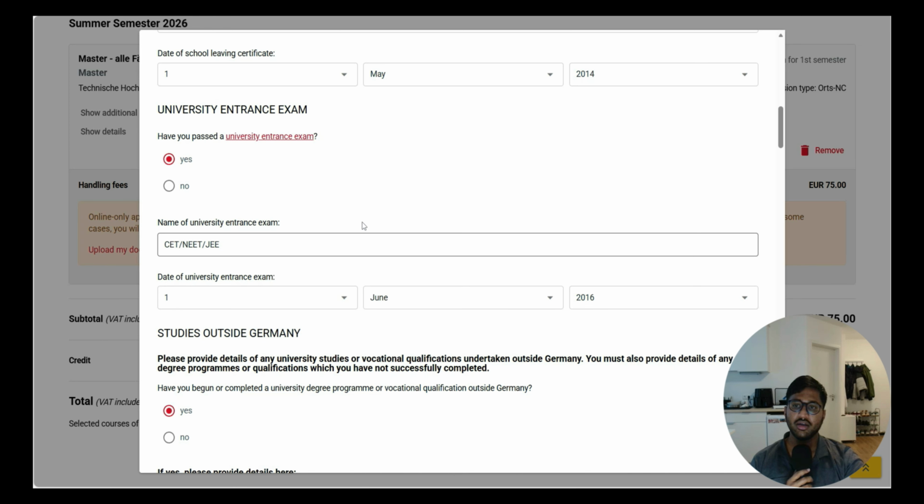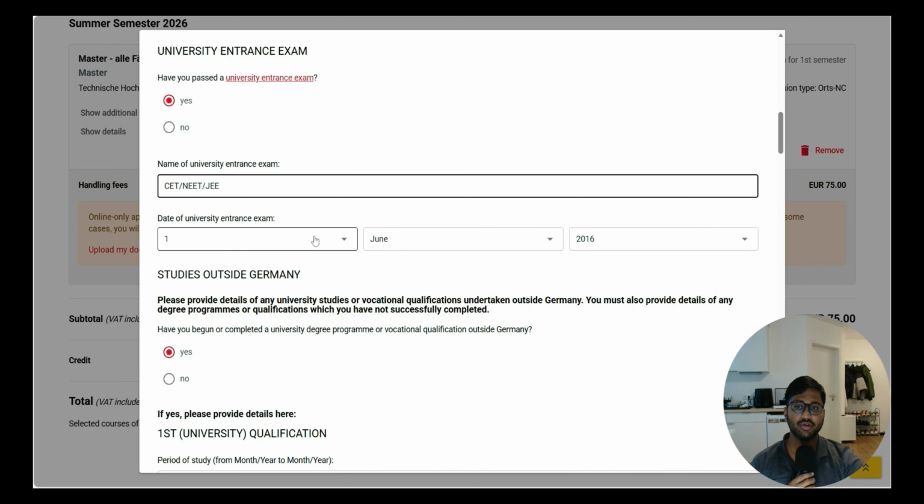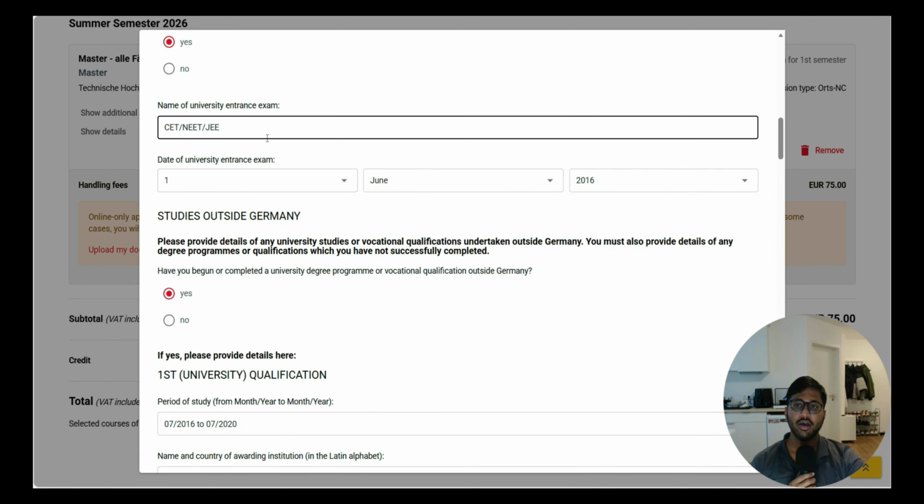But if you have taken, then you can give in CET for Karnataka people, and for national level examination like NEET, JEE Mains also, you can use that as university entrance qualification if you have started your bachelor or did your bachelor's in NIT or IIT. And you have to give your university entrance examination when you have given. So this is the university entrance examination section.